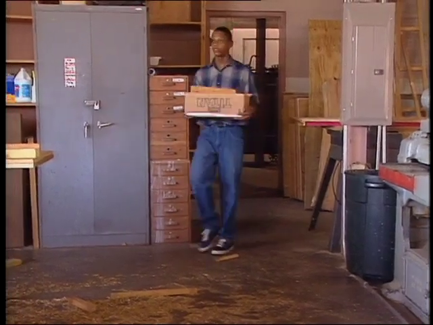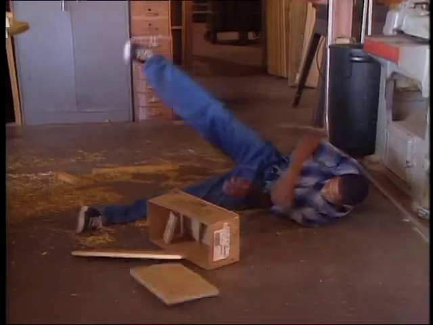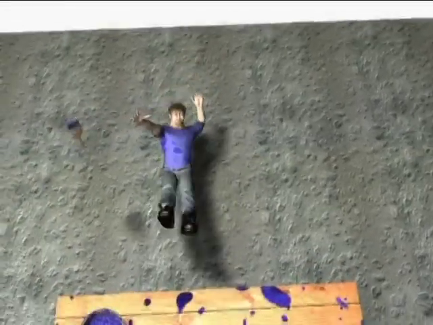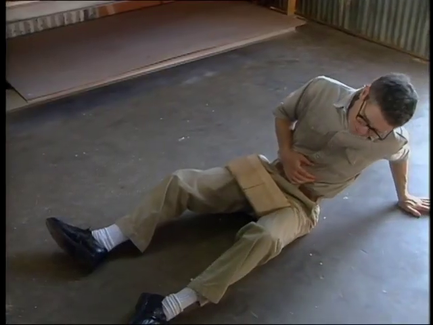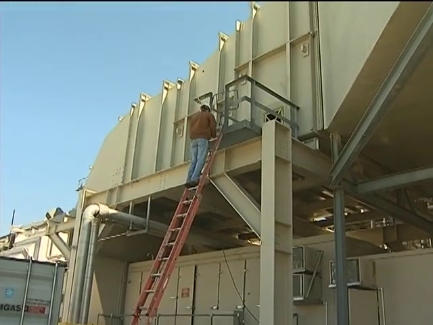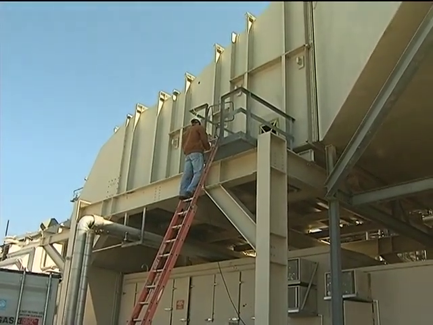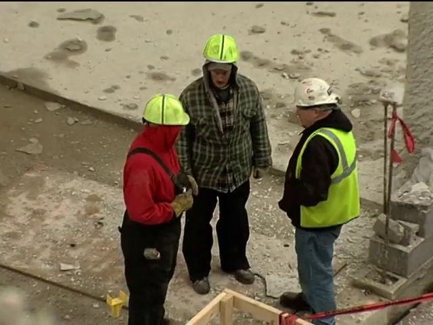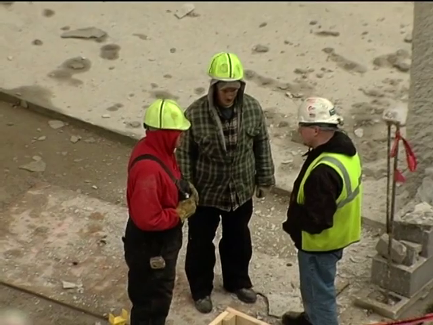There are two types of falls that can occur: same level falls and elevated falls. This program will mainly address same level falls. Falls from elevations require specialized protection and training and will only be discussed briefly in this training program.